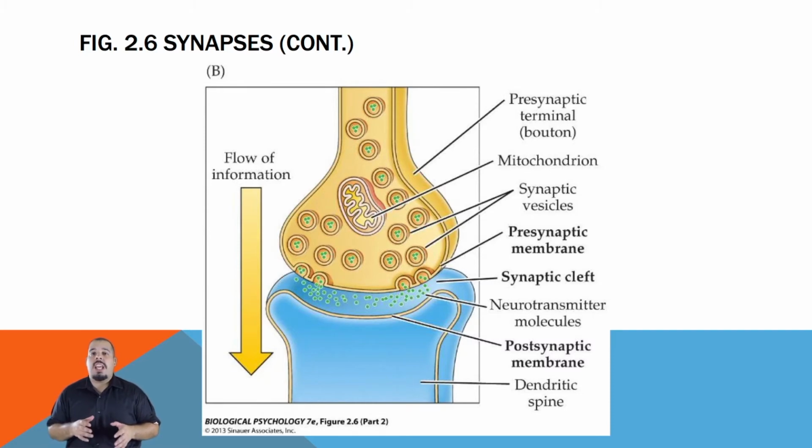It forces these synaptic vesicles to fuse with the presynaptic membrane to release its chemicals into the synaptic cleft. I've been referring to these chemicals as chemicals, but the real term is neurotransmitters. The neurotransmitters cross the synaptic cleft and bind with receptors on the postsynaptic membrane. We will learn more about the receptors in just a moment.